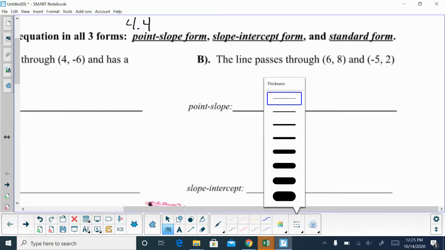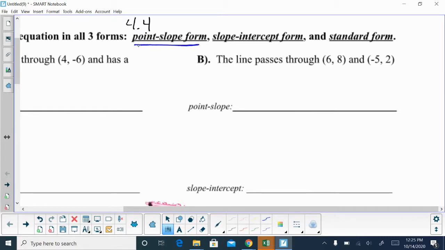All right, so we're working on point-slope form, slope-intercept, and standard form. The first thing on example B is that the line passes through those 2 points. So we need to determine a couple of specific things about this line before we get too far along. First off, we have to find out what is the slope. If you recall, slope is y2 minus y1 all over x2 minus x1.